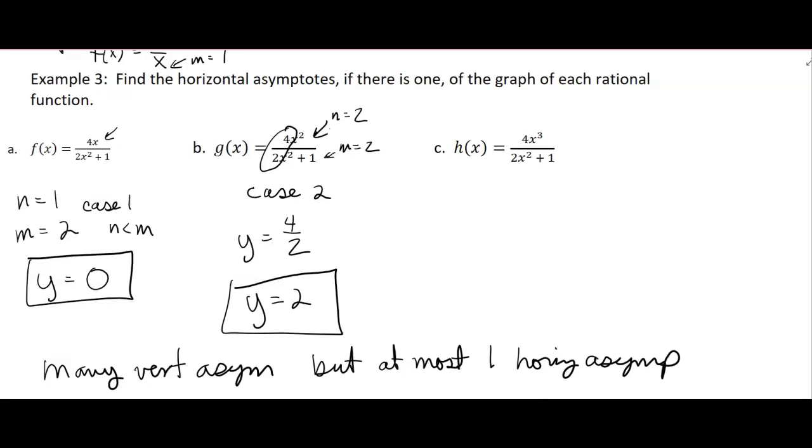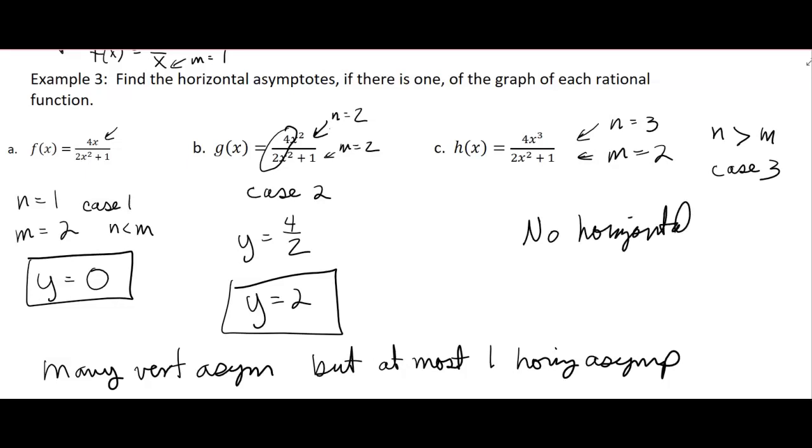Okay. And so now here's this case. What's the degree here? 3 in the numerator, so n is 3. And what's the degree of the denominator? 2. Okay, so 3 over 2, that means n is greater than m, so that's case 3. And so there are no horizontal asymptotes. Pretend like that says horizontal. I should have been a doctor with my handwriting.